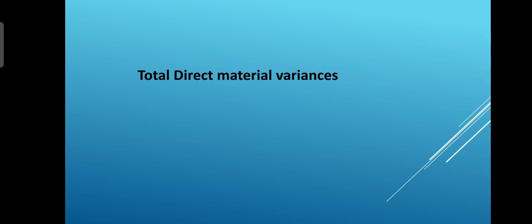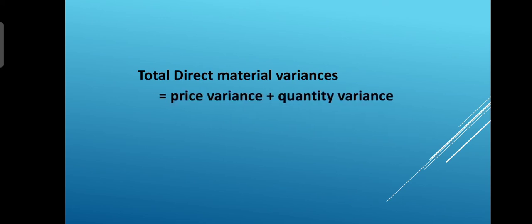How to get total direct materials variance? It is price variance plus quantity variance. Just add together. Price variance is 0 and quantity variance is 800 favorable. The answer is 800 favorable.